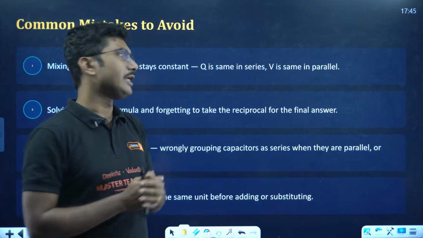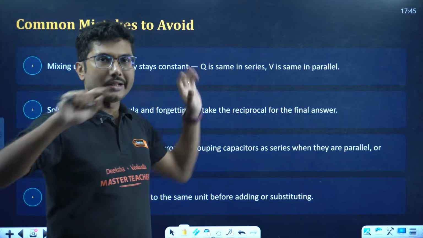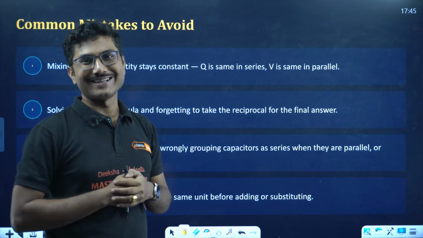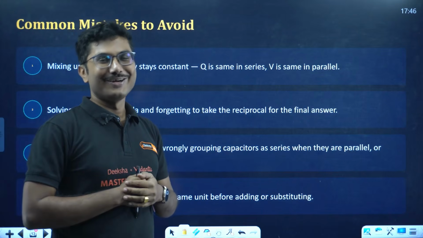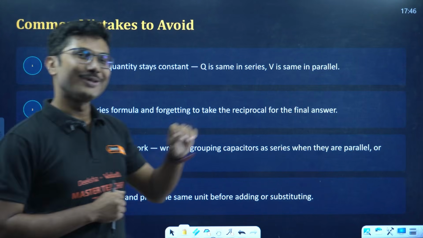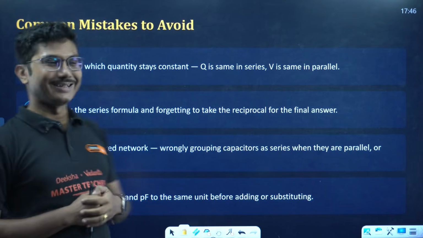So that's what I'm saying. You have done everything correctly, but you forget to take the reciprocal at the end. So after doing everything, you will get 0 marks because you forgot to take the reciprocal at the end.